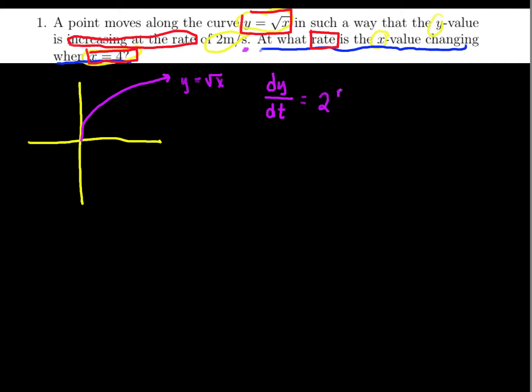And I'll go ahead and write our units so that we can check units at the end. So dy/dt is equal to 2. And then we're asked in the question, at what rate is the x value changing when x equals 4? And this is going to be with respect to time. So the question here is, what is dx/dt equal to? It's got an evaluation, so we're going to evaluate this when x equals 4.